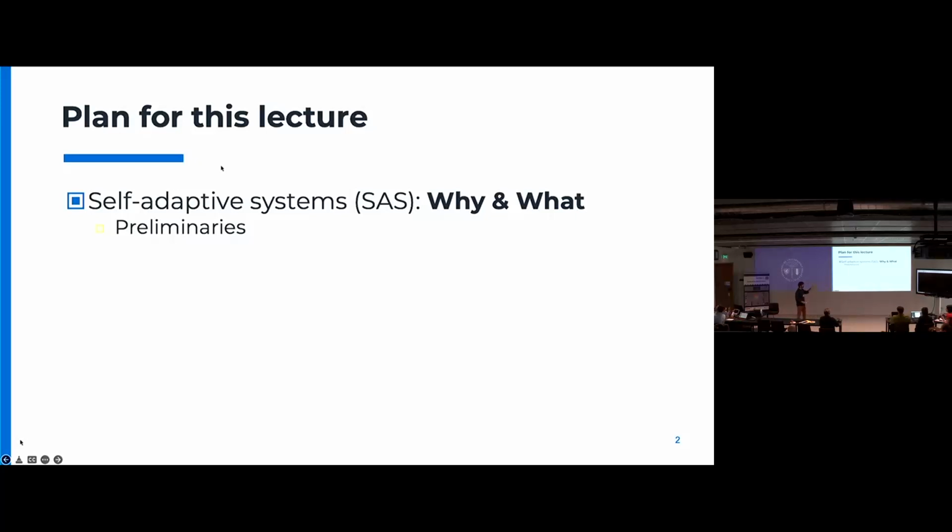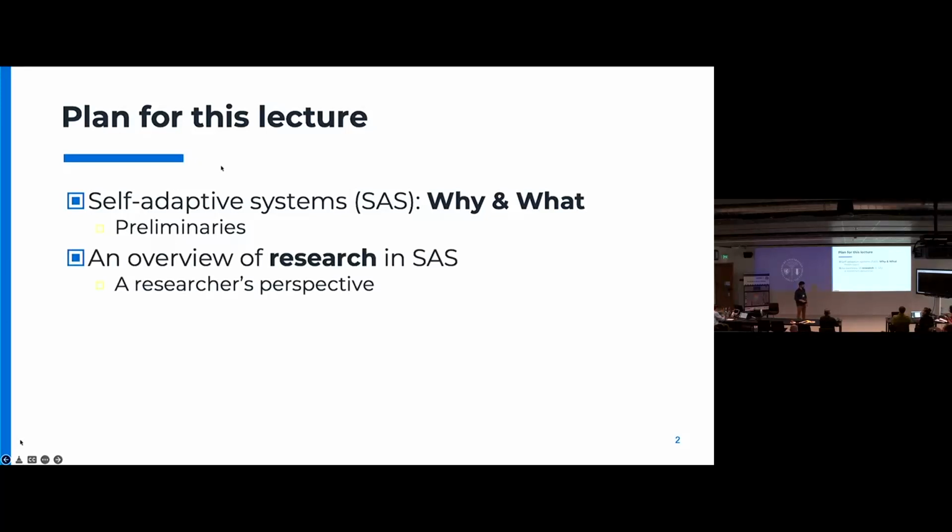So first, I would like to introduce some terms, some definitions. What is, and maybe what isn't, a self-adaptive system. Then I would like to give you an overview of research in self-adaptive systems, taking the researcher's perspective on all of this thing called adaptive systems, self-adaptive systems.